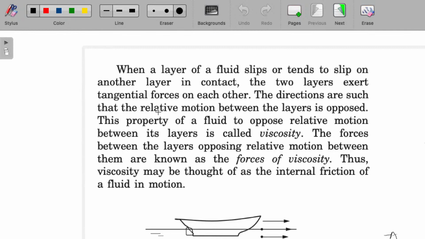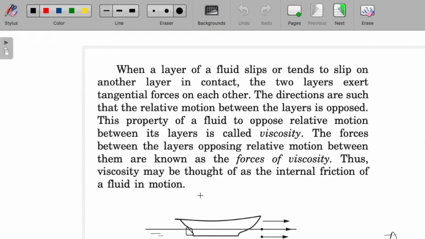The directions are such that the relative motion between the layers is opposed. This property of the fluid to oppose relative motion between its layers is called viscosity, which is what we see. And the forces between the layers opposing relative motion between them are known as the force of viscosity. So why are they arising here? They are arising due to the forces between the molecules of these layers basically, right?